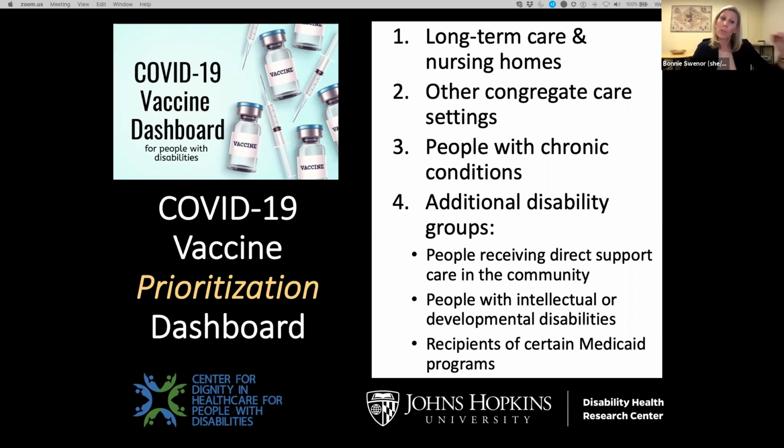Those were oftentimes called out separately in the rollout plans of states because of the availability of data, quite honestly, and recipients of certain Medicaid programs. We did eventually add a 5th category, which was caregivers of people with disabilities, and that included formal and informal caregivers.